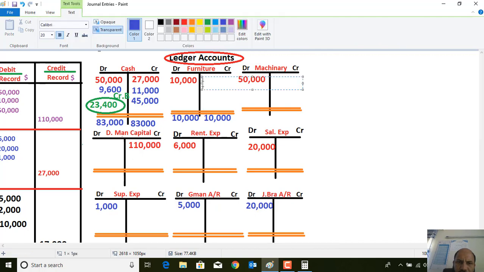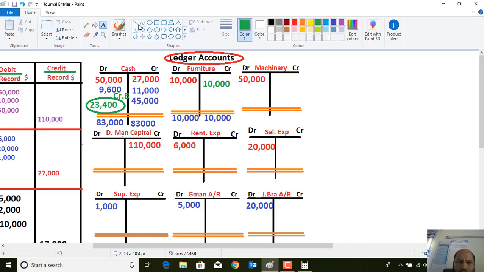Now we have lack of 10,000 rupees at credit side. So it is our job to make both the sides equal. So we should add 10,000 over here. We will put these 10,000 in a circle, and we will write over here that it is a debit balance.